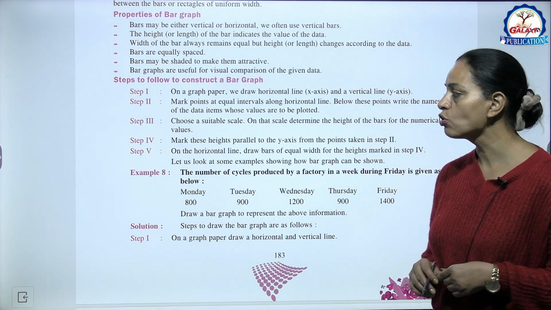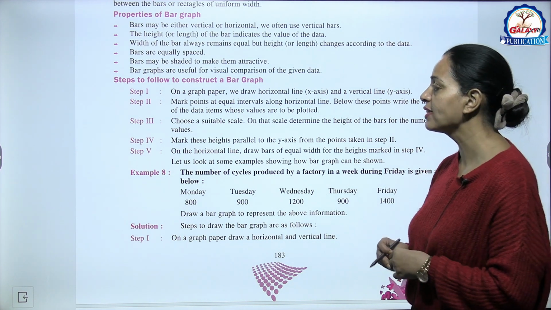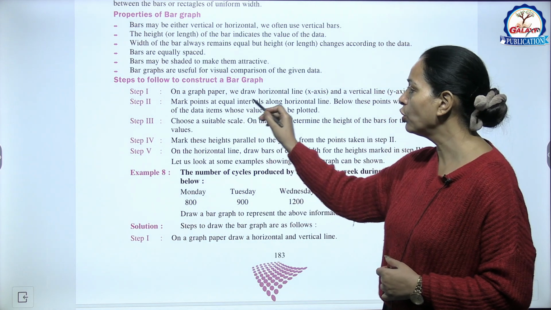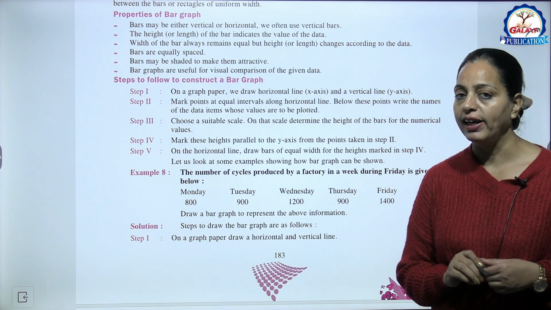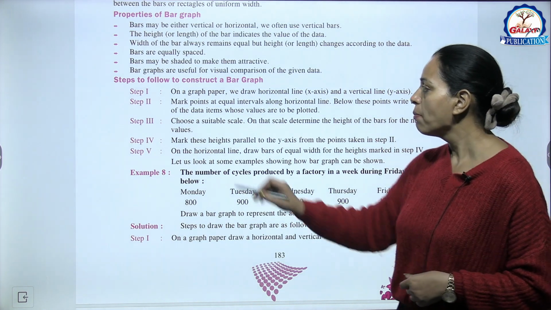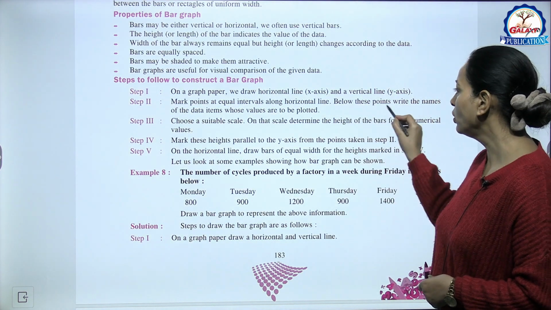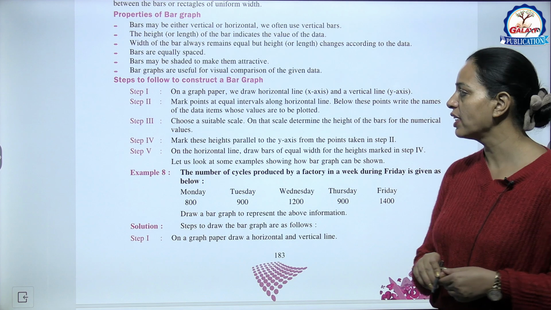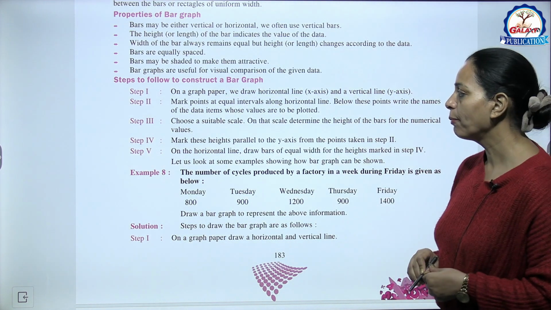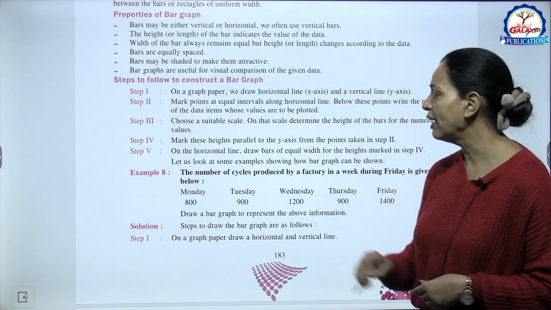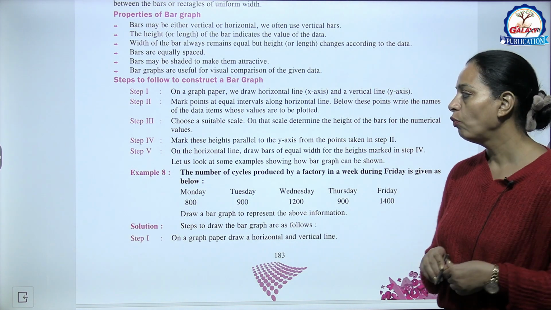So now steps to follow to construct a bar graph. हम bar graph कैसे बनाएंगे? Step 1, on a graph paper we draw a horizontal line x-axis and a vertical line y-axis. Step 2, mark points at equal intervals along horizontal line. Below these points, write the names of the data items whose values are to be plotted. And step 3, choose a suitable scale. On that scale, find the height of the bars for the numerical values.